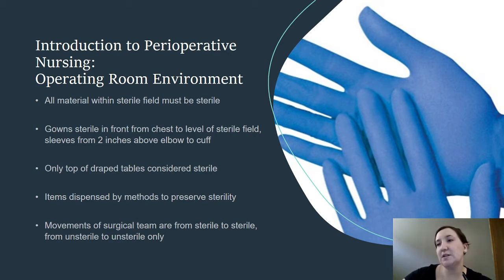Gowns are considered sterile from the front of the chest to the level of the sterile field. Sleeves, from 2 inches above the elbow to the cuff. So again, anything below the waist is considered dirty. Only the tops of the draped tables are considered sterile. Anything on the sides is not.